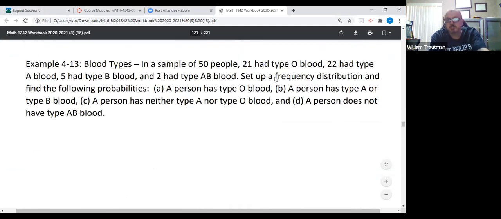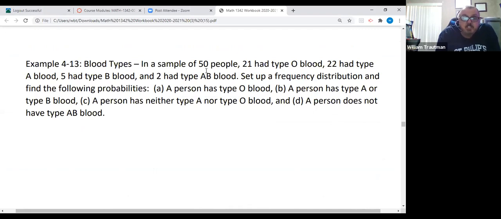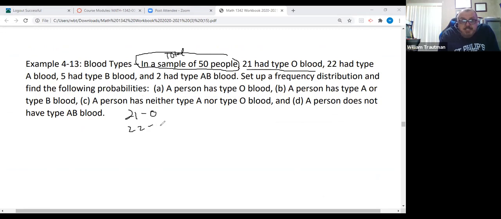It's really important. Okay, so we have 50 people. That's telling us that the total is 50. 21 had type O. 22 had type A. 5 had type B, and 2 had type AB. That doesn't mean they had A and B. It's AB. They're just different types. If you add those up, it adds up to 50 people.